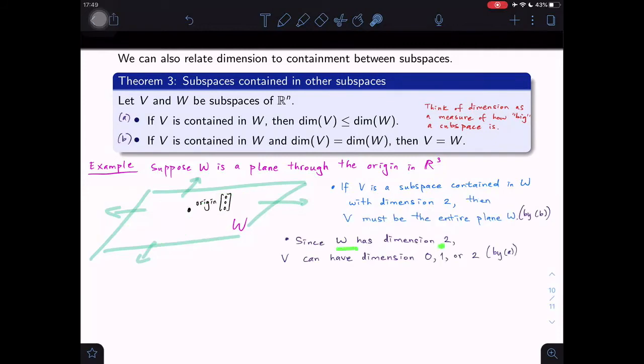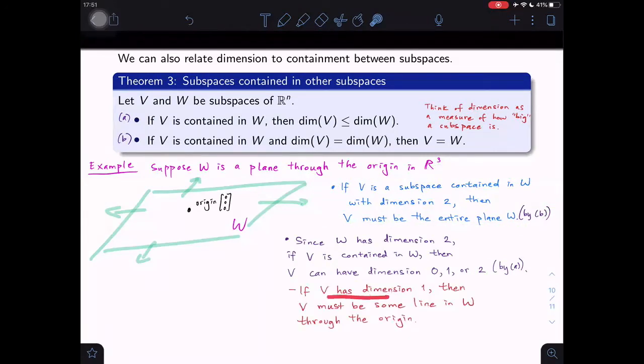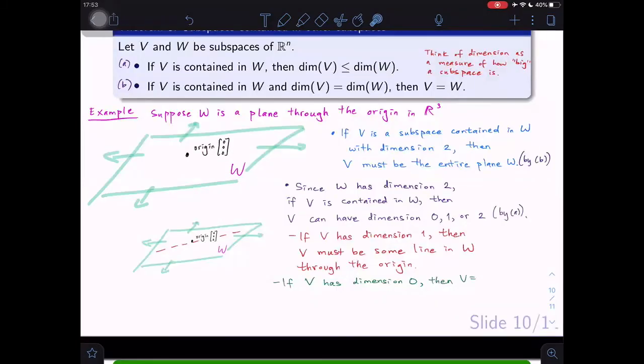Since W has dimension 2, V, which is contained in W, can have dimension 0, 1, or 2 by the first statement. If V has dimension 2, then like we said, V must be the entire plane. If V has dimension 1, then V must be some line in W through the origin. It might look like this or some other line, as long as it goes through the origin and it stays in W. If V has dimension 0, then V can only be the 0 subspace, because the 0 subspace is the only subspace with dimension 0.